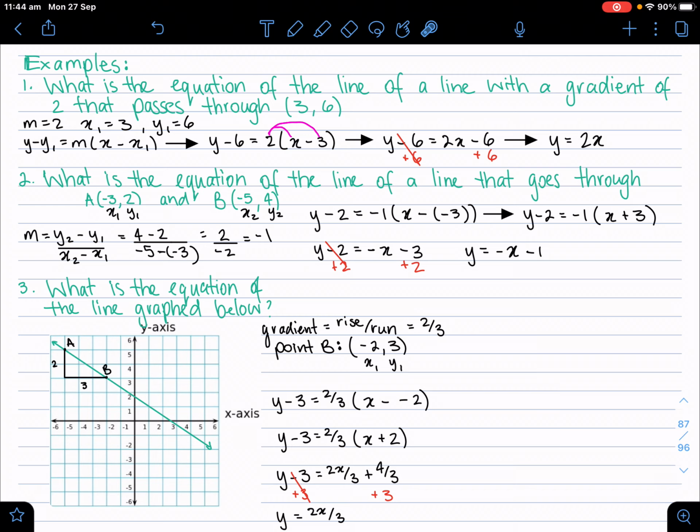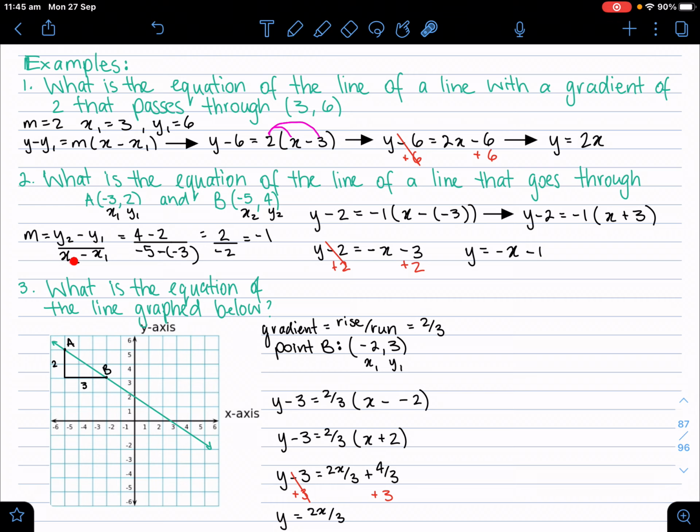The gradient's not given here, but I can calculate the gradient using the gradient formula, which is y2 minus y1 over x2 minus x1. So, in order to do that, I need to first label my coordinates. First x, first y, second x, second y. Now, chuck it all into the formula and be careful of your negatives.